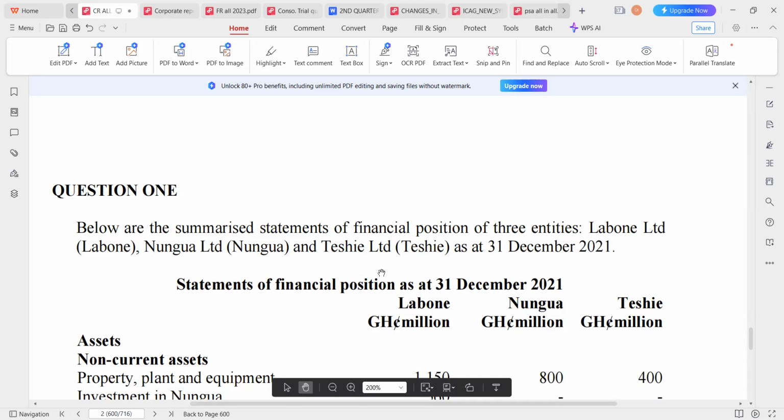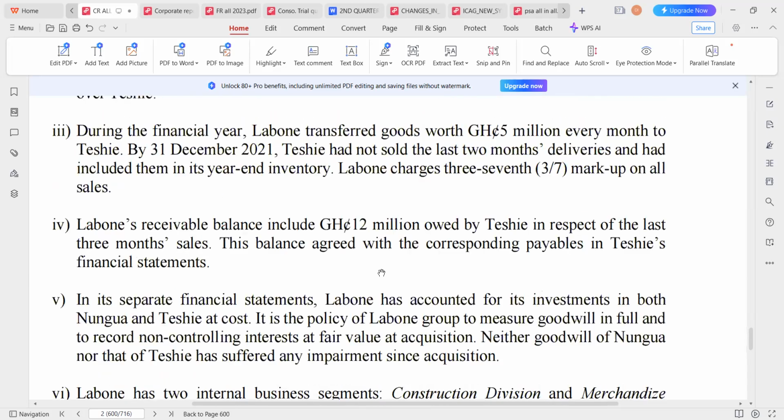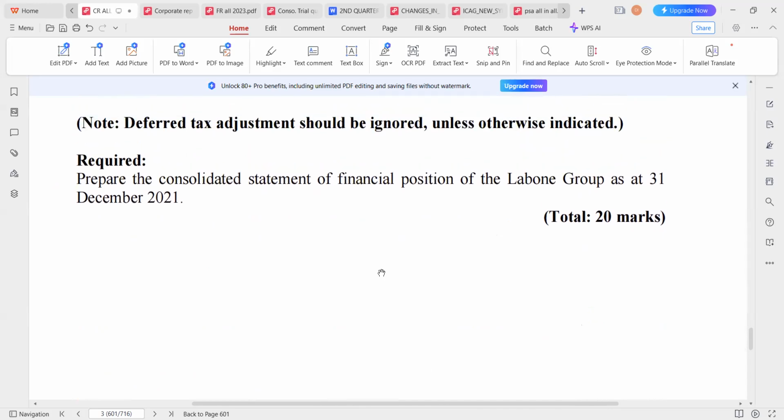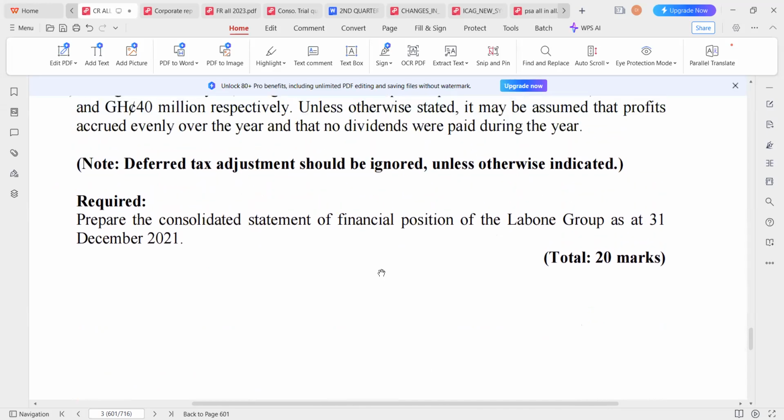Let's go straight to the requirement and be sure. It will be ratios. Prepare the consolidated statement of financial position of Laboni Group as at 31st December 2021. You follow the same storyline, the name of the company, right after the requirements.